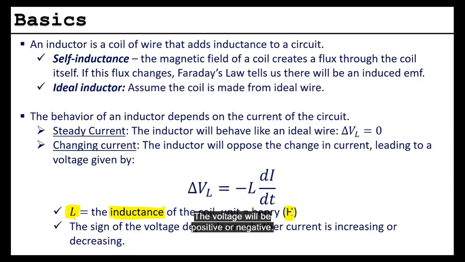The voltage will be positive or negative. So does it go uphill or downhill as I travel through it? That's going to depend on what's happening with the current. If dI/dt is positive, then delta V will be negative. But if dI/dt is negative, that means my current in my circuit is decreasing, then the voltage across my inductor will be positive. If dI/dt is zero, that means I have a steady current, then delta V is going to be zero, as I mentioned earlier.